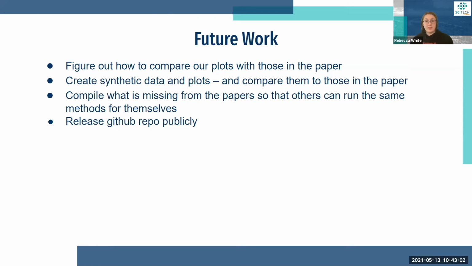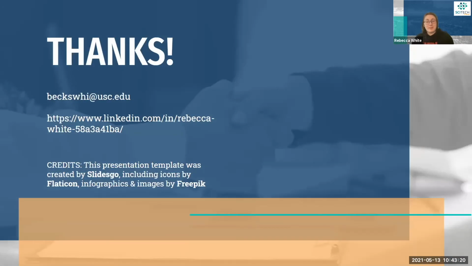Another thing is compiling what is missing, like finding that last method, the one with the dead link. And we also need to figure out how to implement this so that other scientists can look at what we have done and run these methods for themselves. And then also, last but not least, we need to release the GitHub repo publicly. I don't know if anyone has any questions.